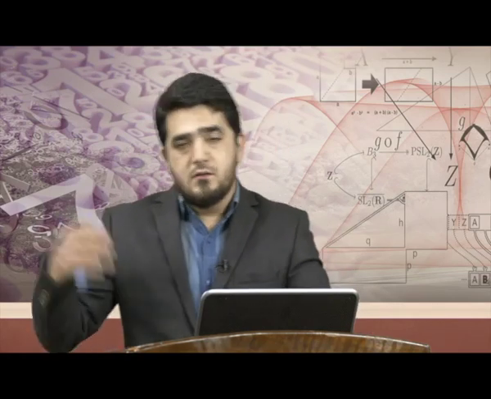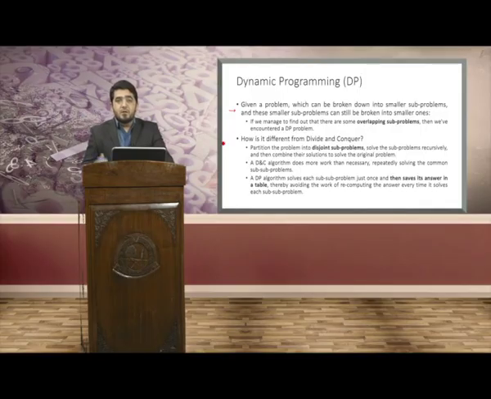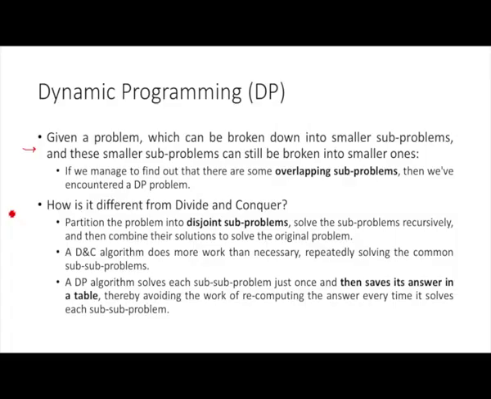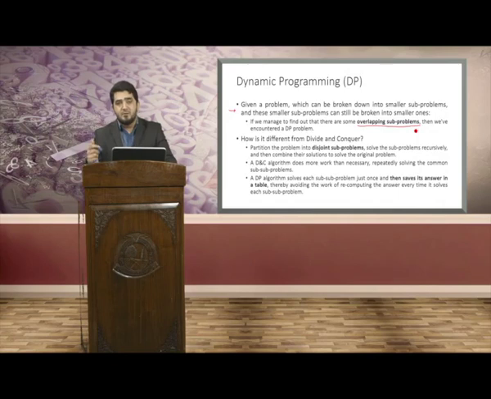You might be already familiar with such a technique when we obtain a solution by breaking down a larger problem into smaller subproblems and then solving those subproblems. Obviously, that is what we do in divide and conquer. But in dynamic programming, if we manage to find out that there are some overlapping subproblems, then we have encountered a DP problem. Now, we have to specifically understand what this overlapping subproblem means.